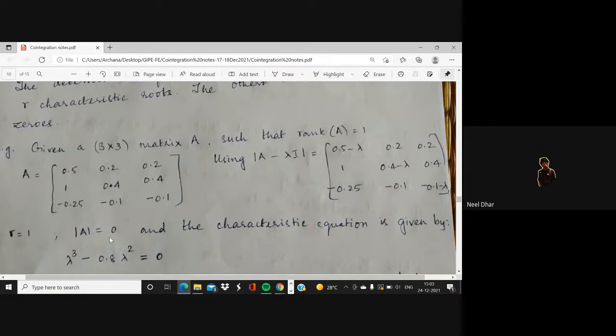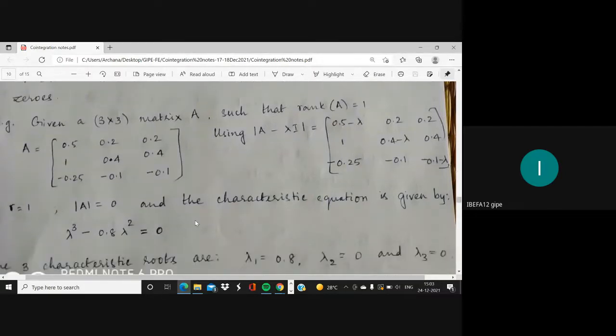Yes. Determinant of A is equal to 0 and the characteristic equation is given by this. So the three characteristic roots are 0.8, 0 and 0. So why is the rank of A equal to 1? Can anyone tell me?